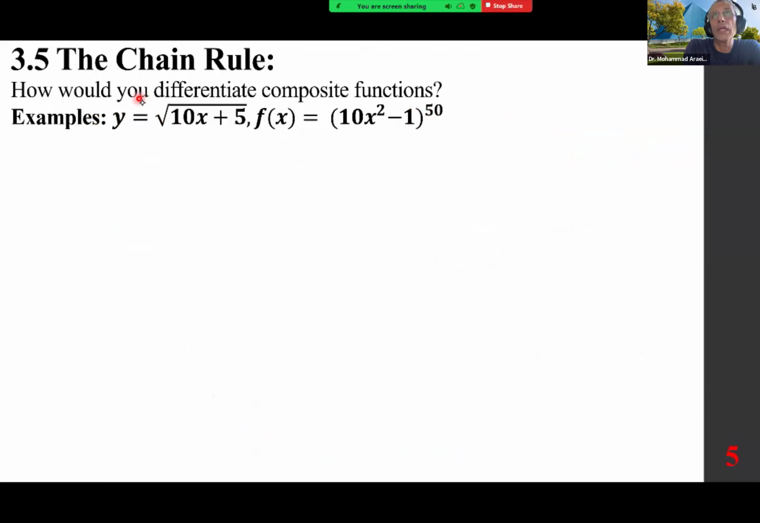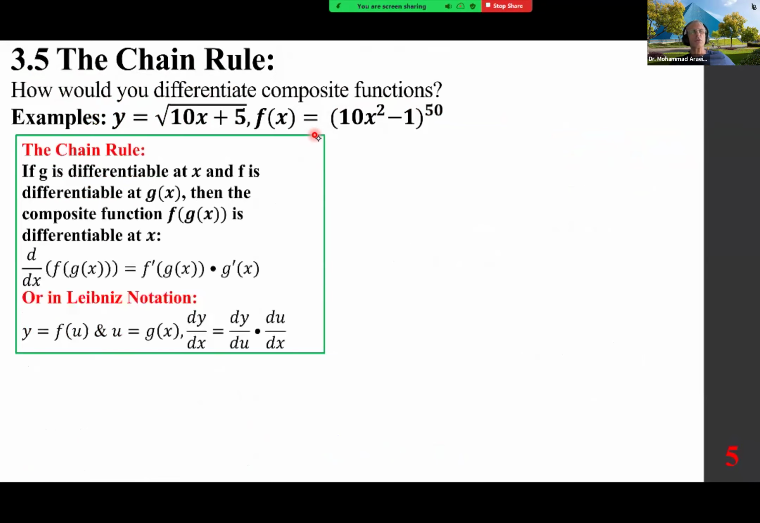Now, why do we learn the chain rule? 3.5, the chain rule. How would you differentiate composite functions such as y equals the square root of 10x plus 5, or f of x equals (10x squared minus 1) to the power of 50? That's why we go with the chain rule.